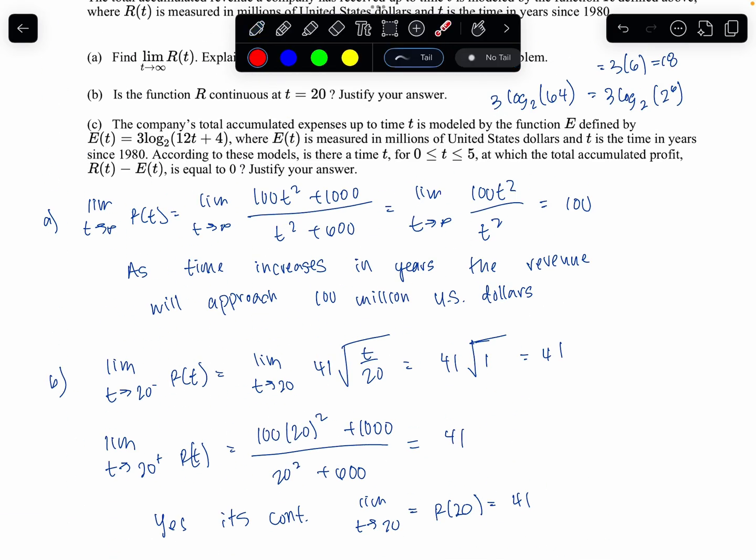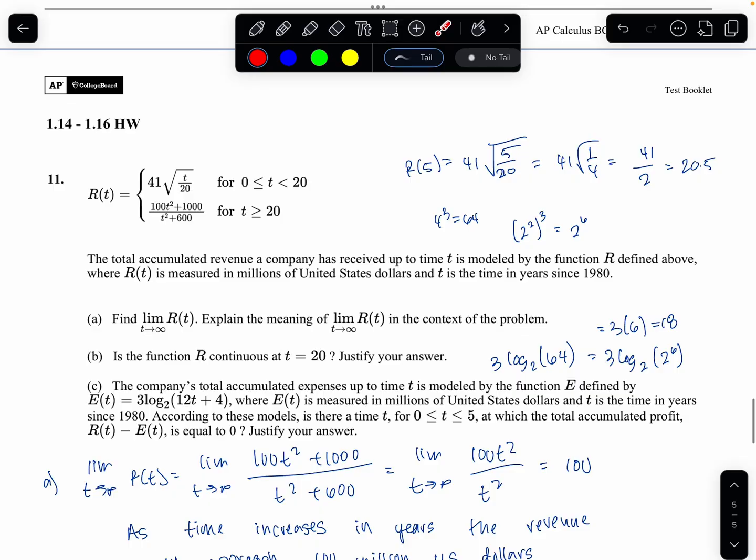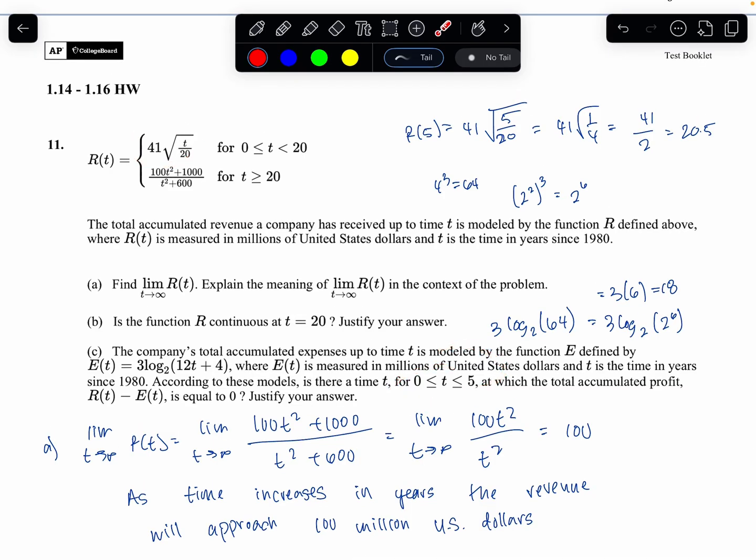So what are we trying to get at right here? According to these models, is there some time in the first 5 years that the total accumulated profit is equal to 0? One thing that we need to do is check continuity. Is the function r continuous at 20? Yes. This function is continuous between 0 and 20. This function is continuous for t greater than 20. I think that's all we need. Oh yeah, we don't need 20. So are we continuous between 0 and 5? Yeah, this is a continuous function between 0 and 5.